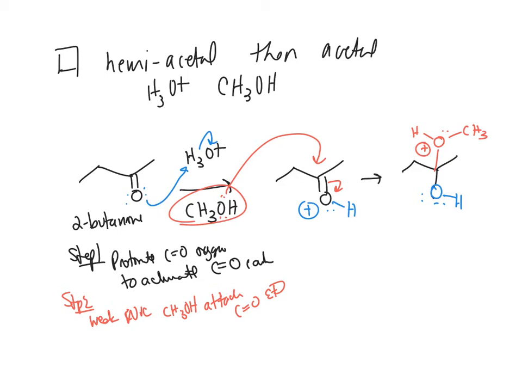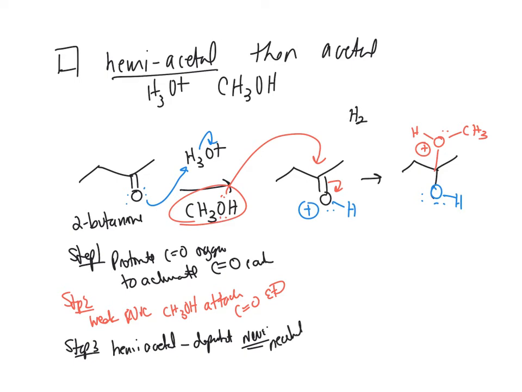Now, we're not there yet. So to get there, step 3, our intermediate, we want our hemiacetal. We have to deprotonate the nucleophile, the added nucleophile, to give yourself the neutral hemiacetal. This is now hemiacetal, and we're going to regenerate our acid. So this regenerates our acid, H3O+, and it forms our hemiacetal, our new functional group.